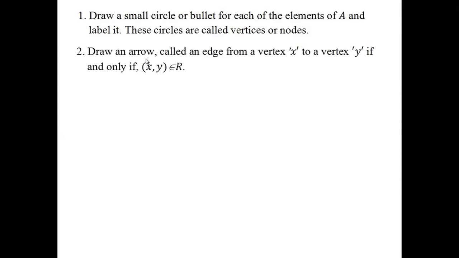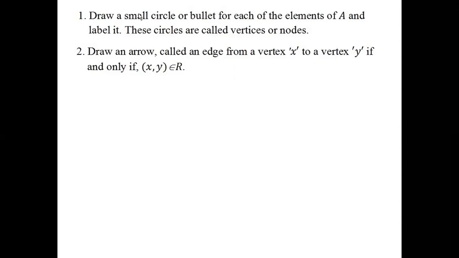Secondly, we draw an arrow called an edge from a vertex X to a vertex Y if and only if (X, Y) belongs to R. Means if X is related to Y, then we draw an edge from X to Y. If Y is related to X, then we draw an edge from Y to X. In the form of an arrow we are going to represent the edge.